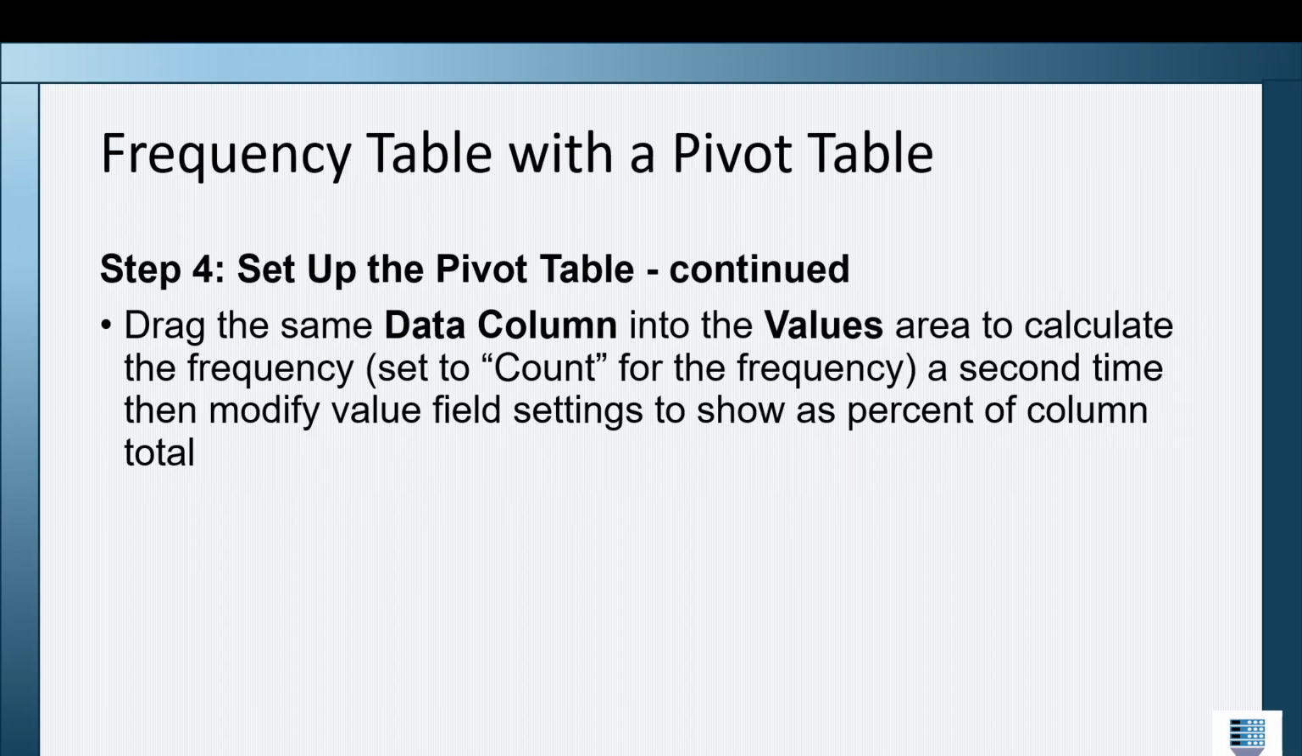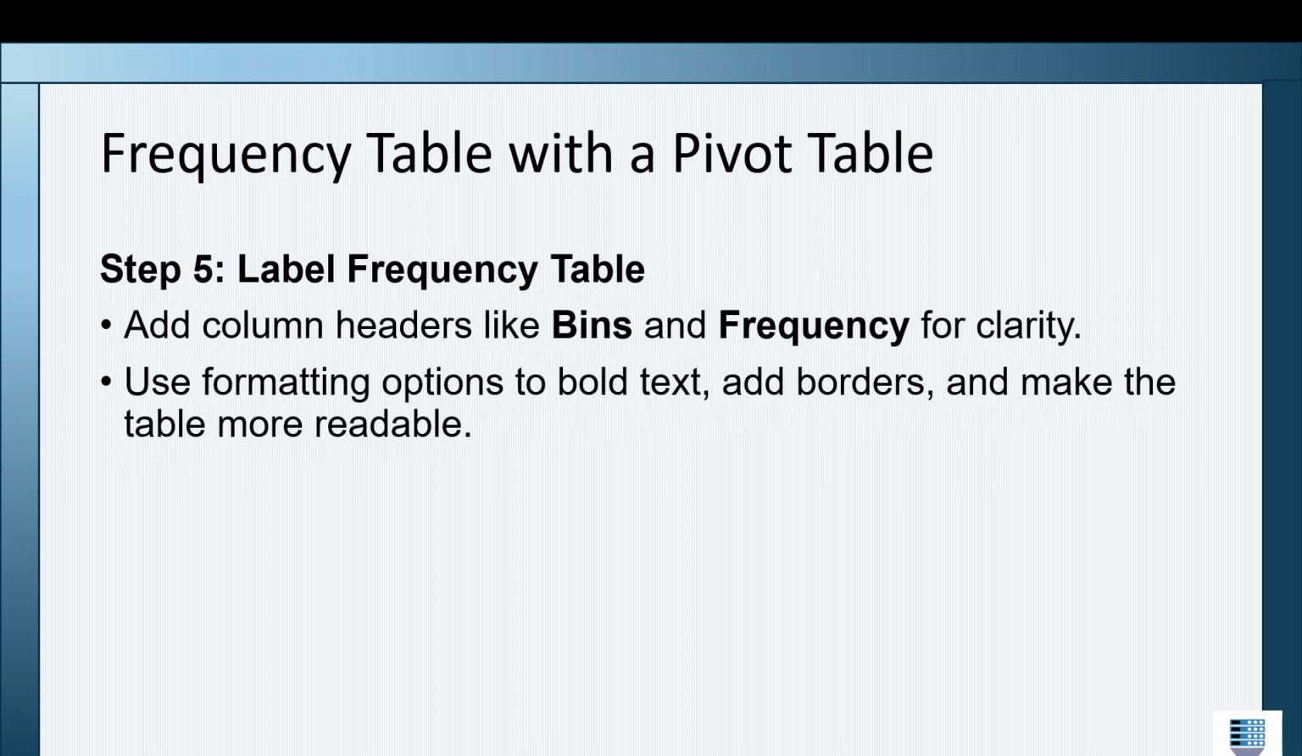So we're going to repeat what we just did, and drop a second version of the same variable into the values column. And then we're going to modify that to display the percents, or relative frequencies. Finally, when we're done with this, we're going to adjust the table, just to adjust the labels and other things to make it look better.